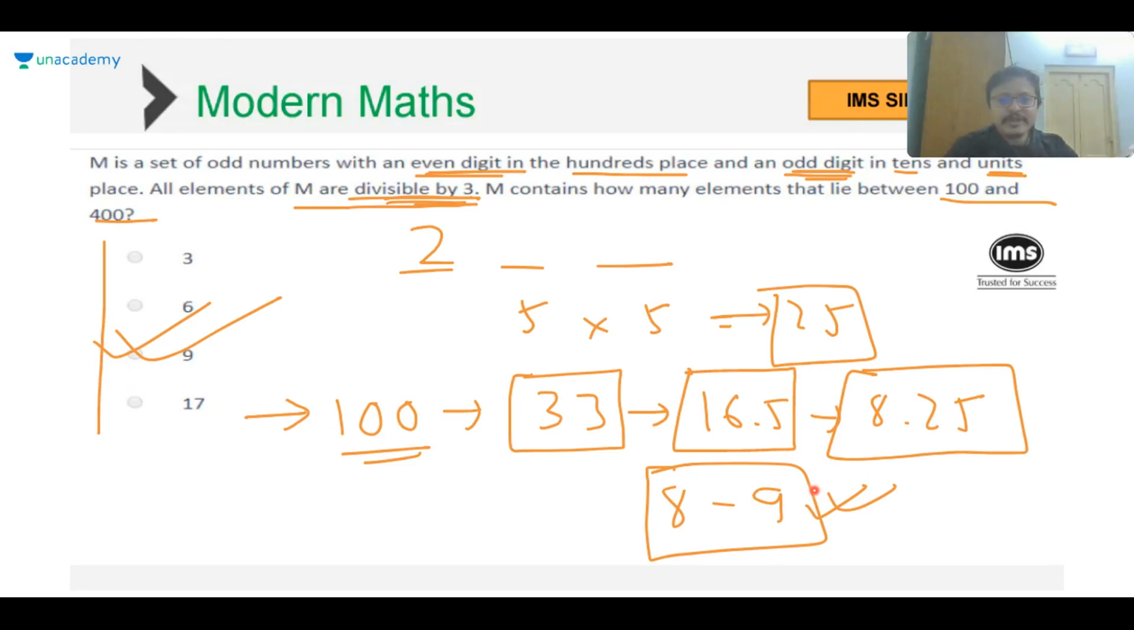Is this approach clear to everybody? It doesn't matter if they ask M divisible by 4 or 5, or what type of digit, it doesn't matter. I'm simply reducing it and I'm getting the answer.